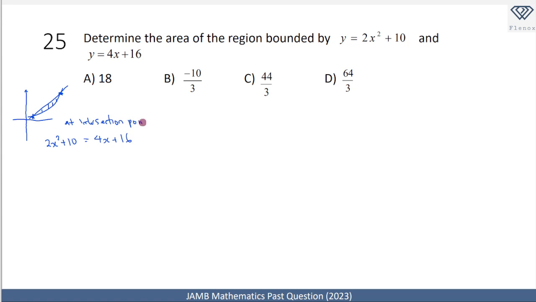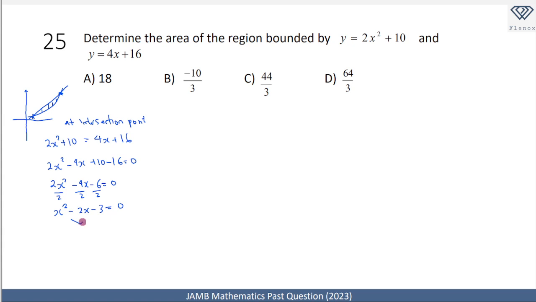So what we need to do now is to address this. Collecting like terms, we have 2x squared minus 4x plus 10 minus 16 must be equal to 0. Simplifying this, we have 2x squared minus 4x minus 6 equals 0. Dividing all through by 2, I have x squared minus 2x minus 3 equals 0.